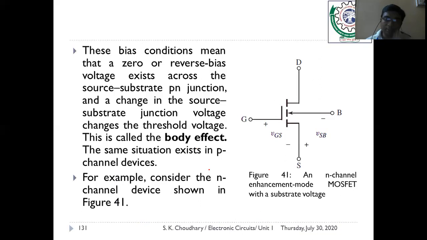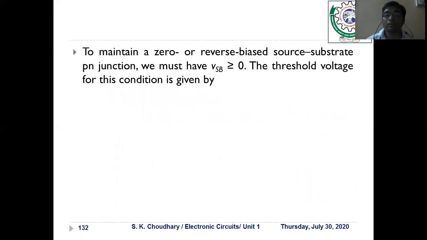So as the body or substrate terminal is not shorted with the source, there is a finite voltage difference between the body and the source terminal, that is VSB. This VSB is responsible for changing the value of the threshold voltage. That will be defined with the help of the formula of the threshold voltage, considering the body effect.